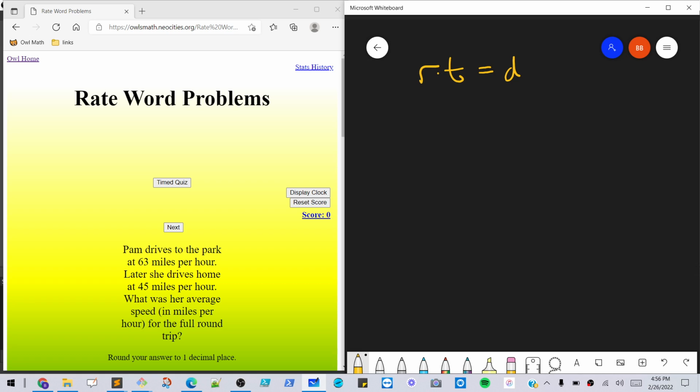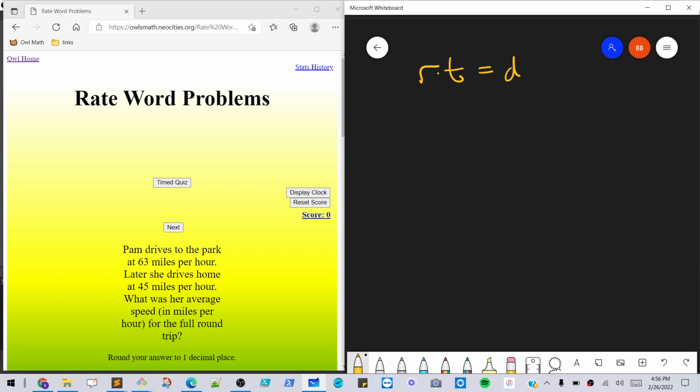speeds. They don't tell us how long it takes, and they don't tell us the distance. And we have two trips. We have the trip to the park and the trip home.